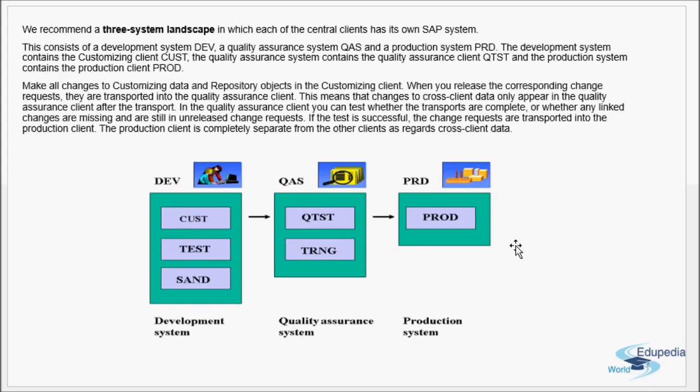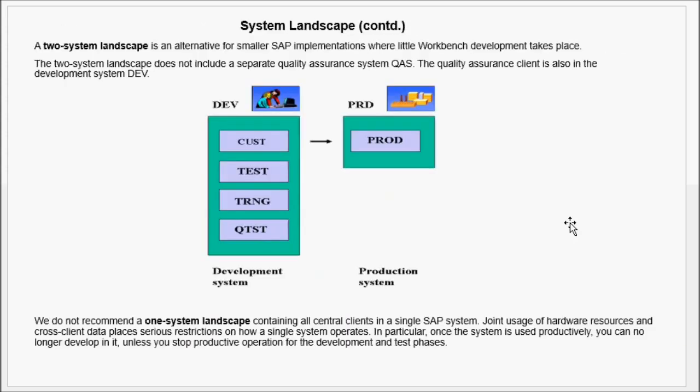If in the same system I have CUST as one client, and I log into it and make some changes, then that same change will be visible to the production client also. So that's why we are splitting the roles here. But in very small SAP implementations where you have little workbench development, you can go for a two system landscape.